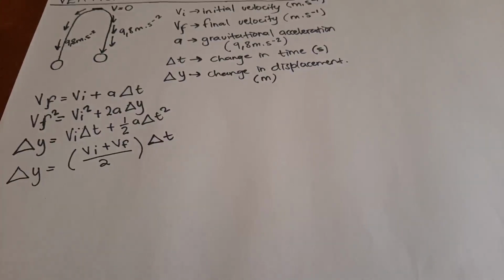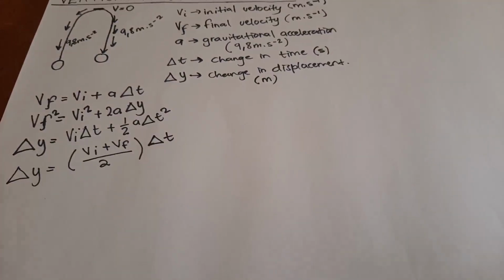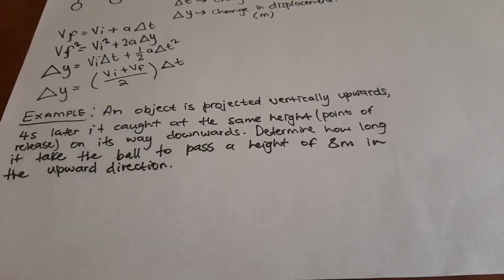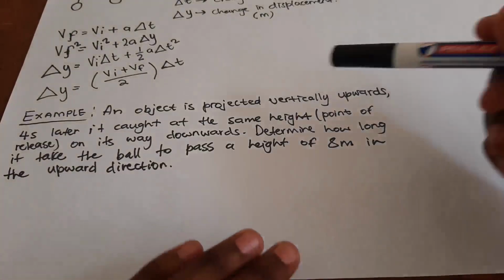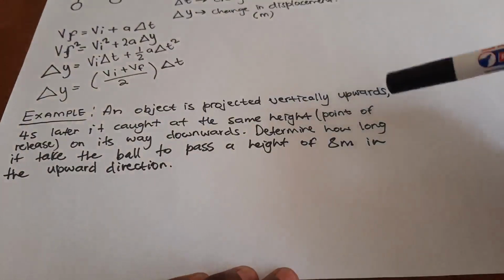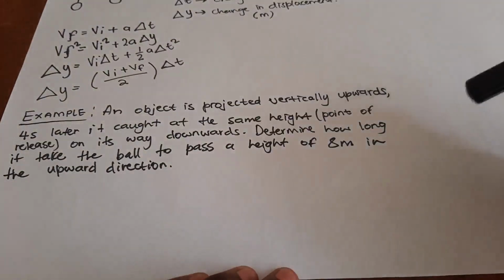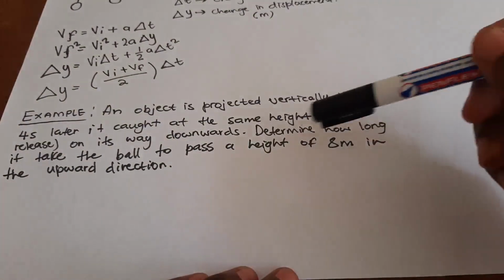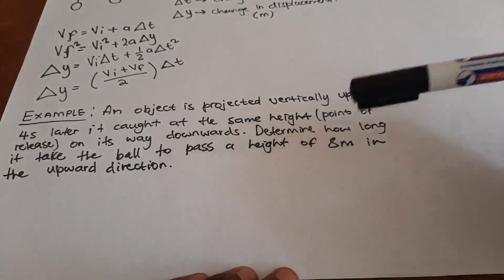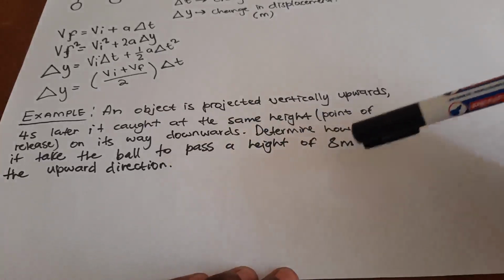So I just want to give you an example so that you can work on it. Just give me a few seconds. Okay, so there we go to our example. It is given that an object is projected vertically upwards. 4 seconds later, it is caught at the same height, the point of release, on its way downwards. Determine how long it takes the ball to pass a height of 8 meters in the upward direction.